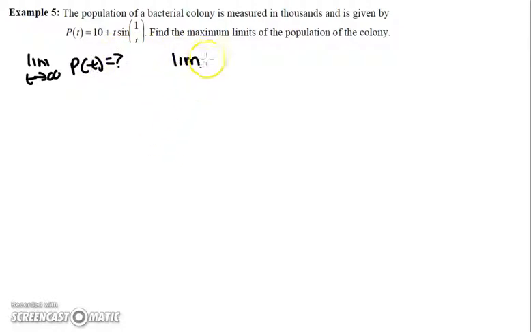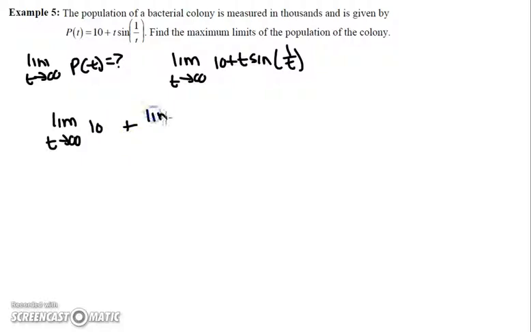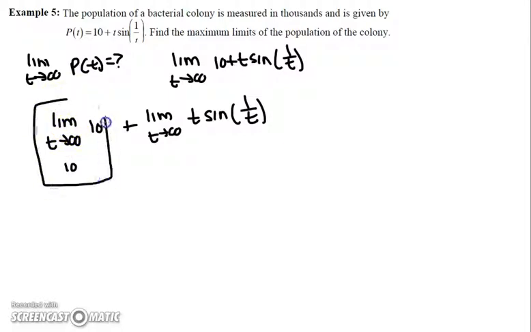So if we replace P of t with 10 plus t sine of 1 over t, I have addition, so we can split this up into two separate limits. The limit as t goes to infinity of 10 plus the limit as t goes to infinity of t sine of 1 over t. So this is just going to be 10, right? There's no t to plug in here. So this answer is just going to be 10. Right, can't plug infinity in for anything, so we're left with just 10.